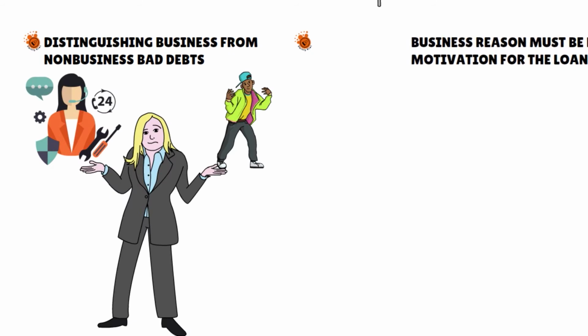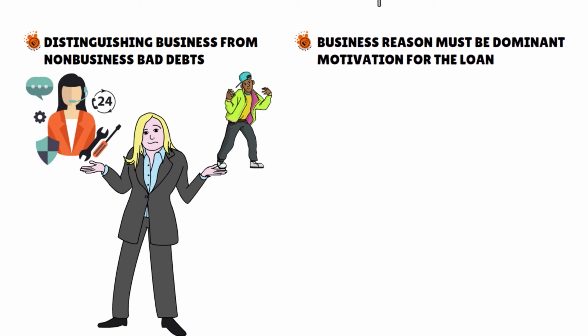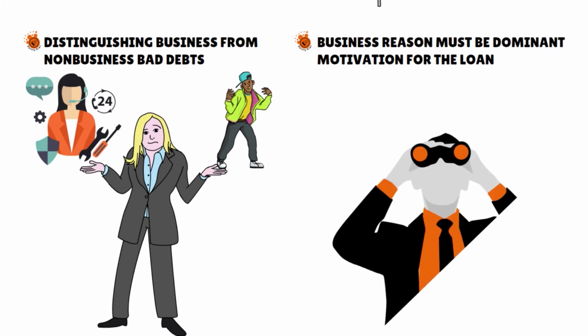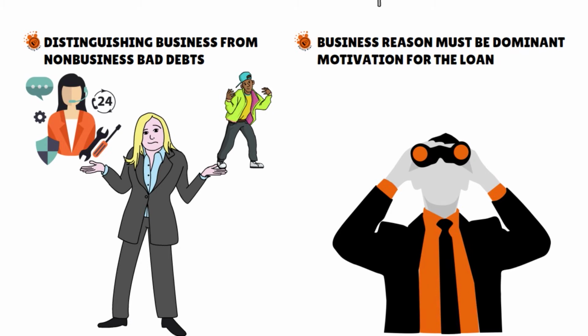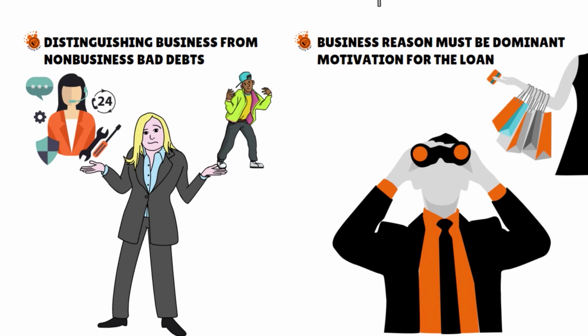Another thing you have to think about when you draw up your fiscal strategy here is to understand the business reason, and to understand that the IRS wants you to make sure that the business reason must be the dominant motivation for the loan. If a taxpayer is advancing a loan to a business, the business reason must be the dominant motivation.